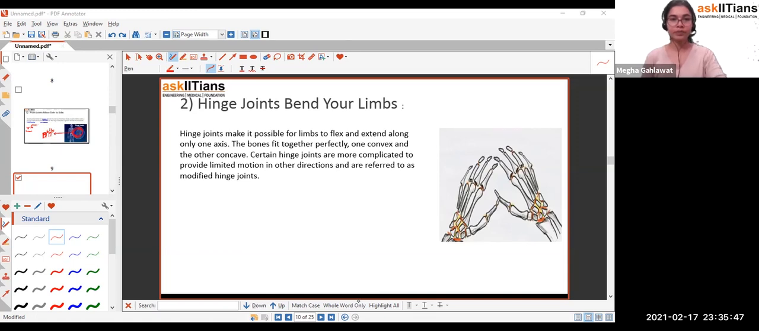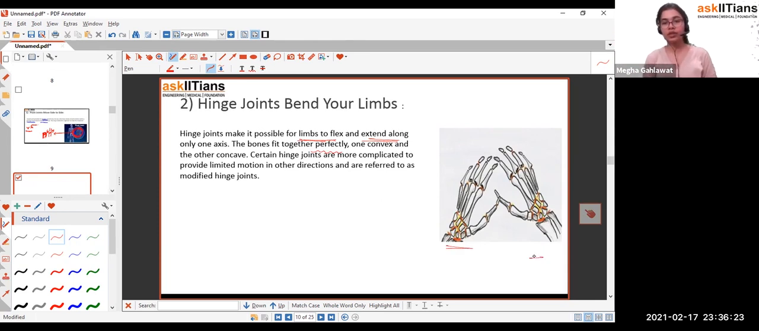The hinge joints help our limbs to flex and extend. This thing that is happening is because of the hinge joint that is present. Now what really happens is that the bones fit together. How do they fit? One is convex and another one is concave. This one is the concave, this is the convex, so they fit like this. And when they fit like this, they can move in one plane in a to and fro direction, right?